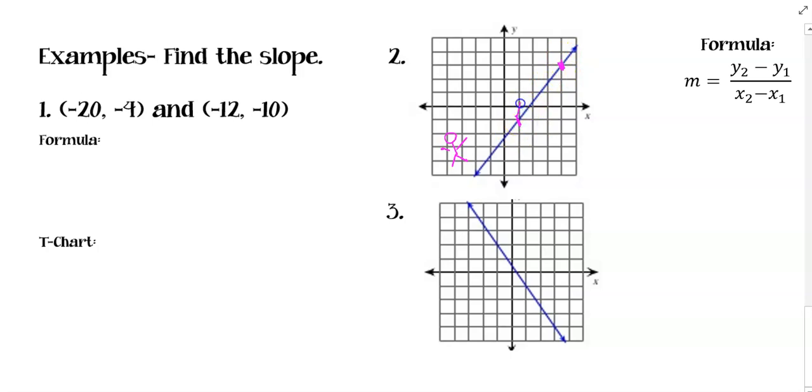Kyle goes up 1, 2, 3, 4. That's a positive 4. And he goes over 1, 2, 3. So he goes up 4 over 3, and that would be the slope.